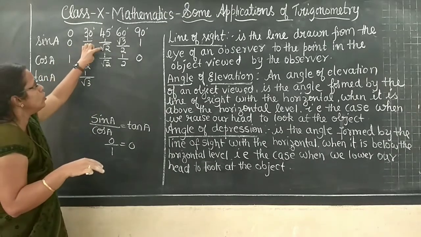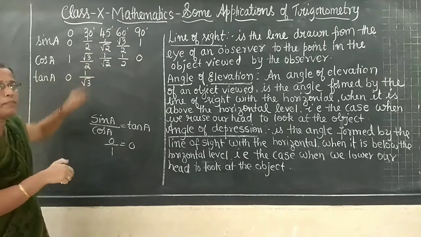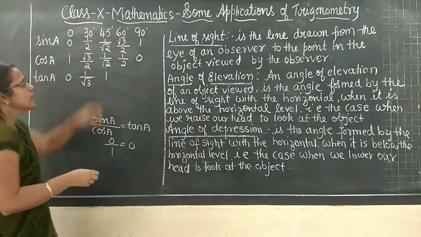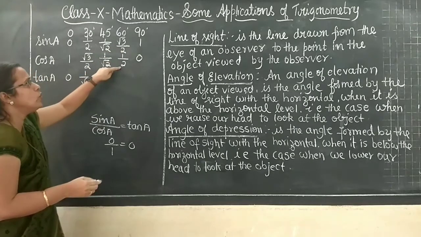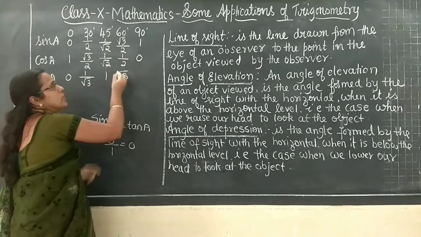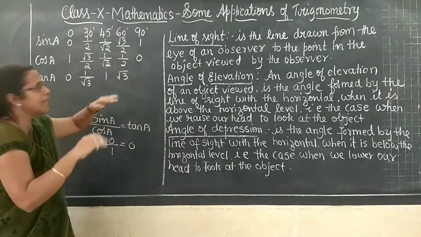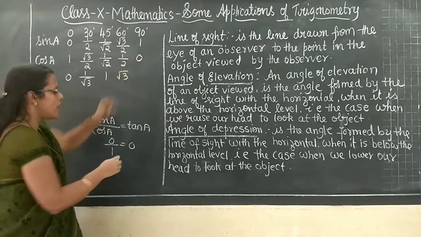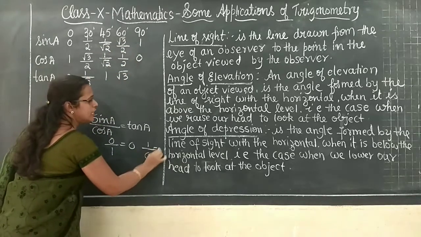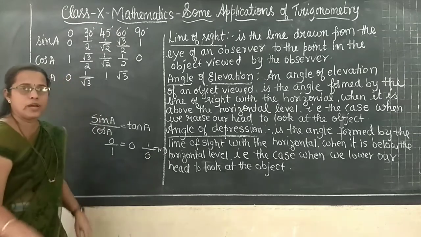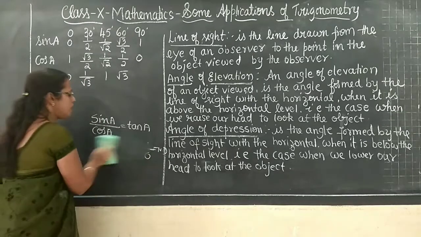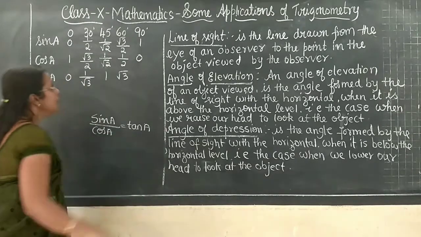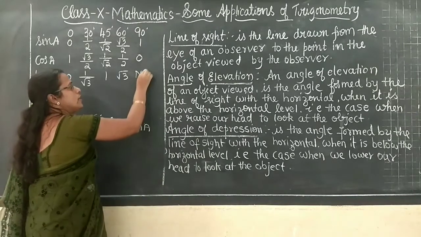Okay. 1 by root 2 divided by 1 by root 2, same means divide, you get 1. Root 3 by 2 divided by 1 by 2 gives root 3. 2 and 2 will get cancelled. 1 by 0, what is it, children? Not defined. 1 by 0 is not defined. So can we write now, children, 1 by 0 is not defined.